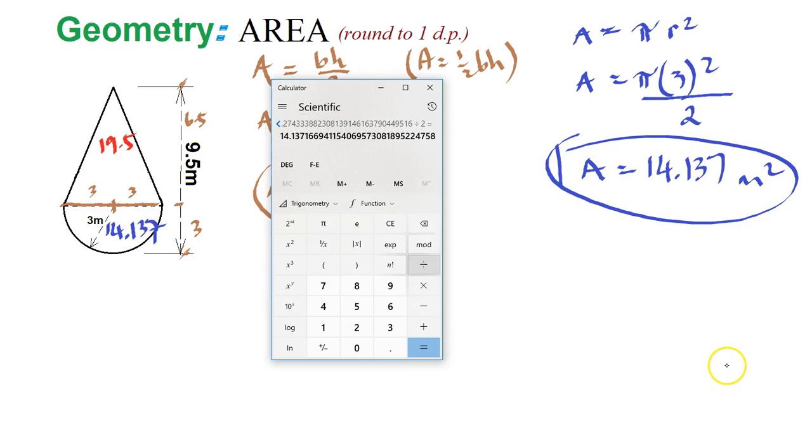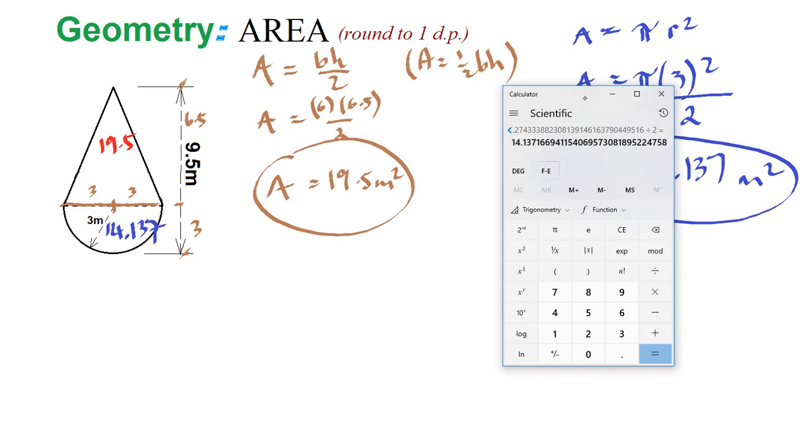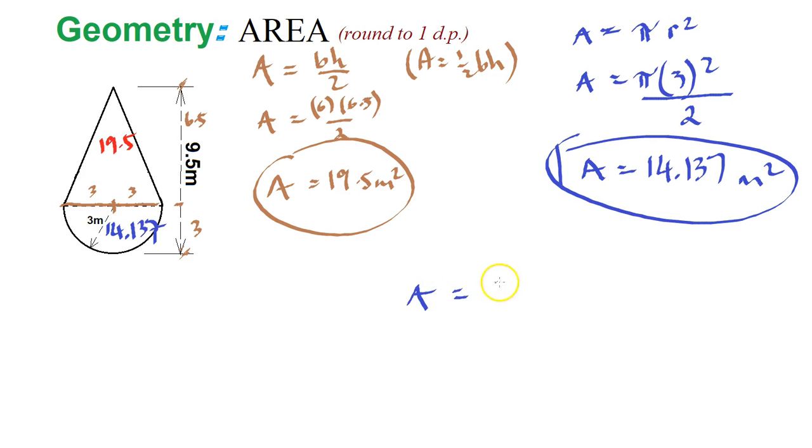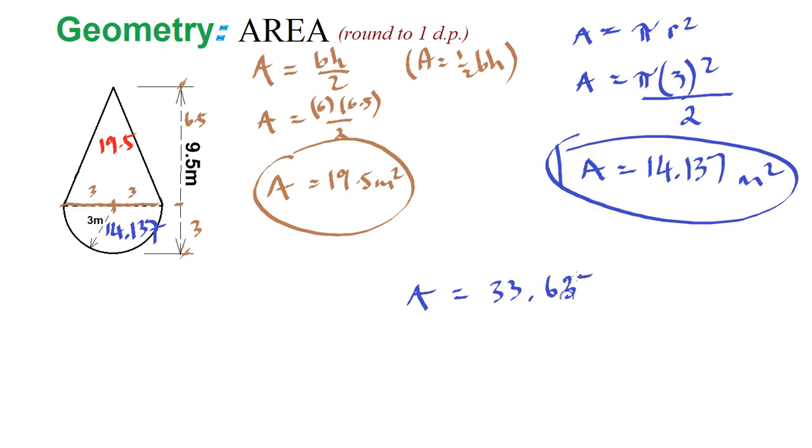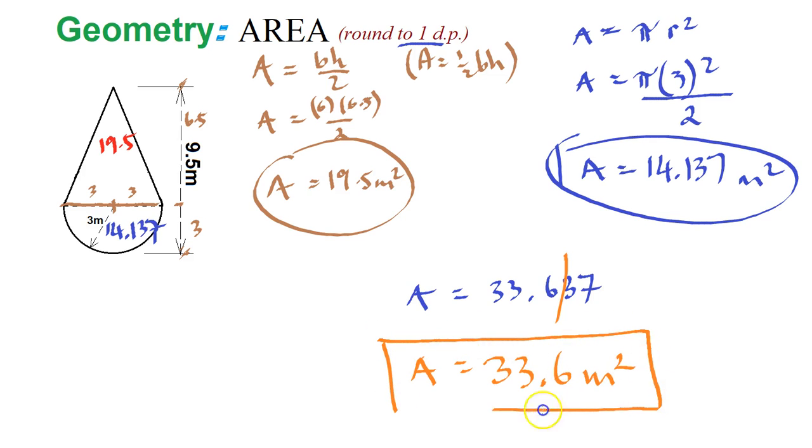So the semicircle added to the triangle. I've already got the answer in here for the semicircle, and I'm just going to add the triangle, 19.5. And the final answer, therefore, is 33.637. But remember, 1 decimal place, so round it to 1 decimal place. That's the cutoff. So the final answer for this whole shape is 33.6 meters squared. Squared because it's area. Complete.